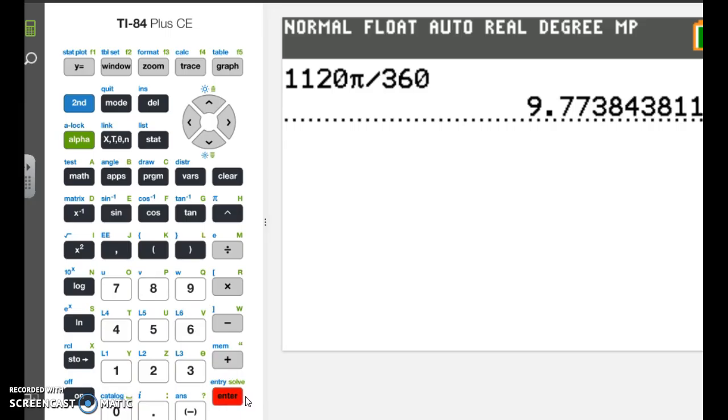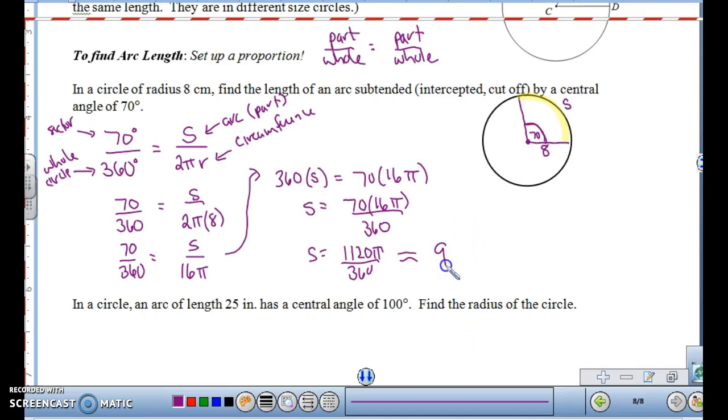So the length of that arc is approximately 9.77, and we are in centimeters. So it's 9.77 centimeters. So that's the value right there. What we're basically doing is setting a proportion comparing the angle measure part to the part of the arc that is part of the circumference. Okay, let's try another one.